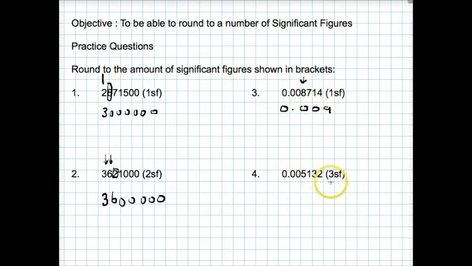Last one. 3 significant figures. So this time we're looking for 1, 2, 3 numbers to be written after the first one after the zeros. So we need to look at the next number, which is the 2. Is that 5 or more? No, it's not. So the one preceding it stays as a 3. So our answer becomes 0.00513, and that would become a 0, but we don't need the 0 if it's after the decimal point.